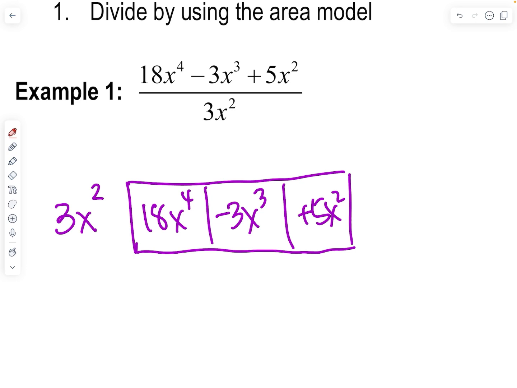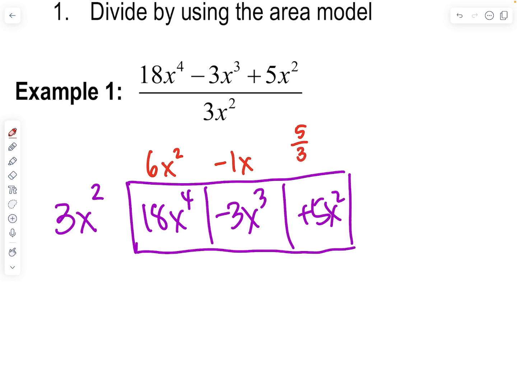And so what we need to do is just fill in the boxes to determine what is missing. So 3 times 6 is 18. X squared times x squared is x to the 4. 3 times -1 makes -3. X squared times x makes x cubed. Okay, and then the last one, I don't know what times 3 is 5, so it's not going to be a nice whole number or an integer. So this one is going to be 5/3 here.